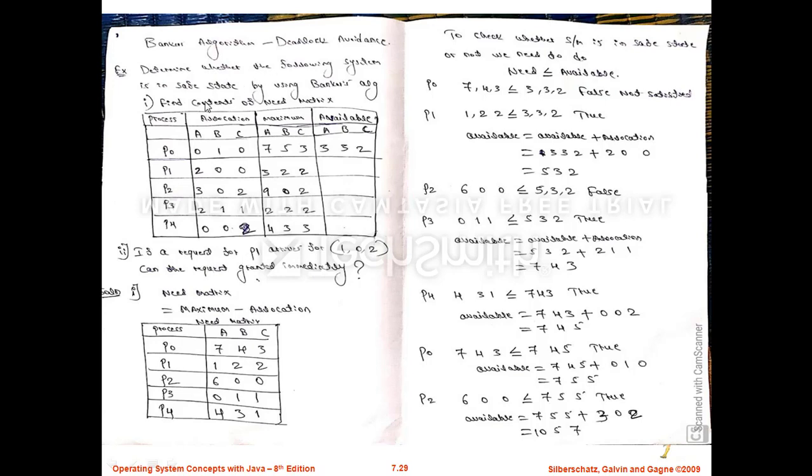First we need to calculate the content of the need matrix, then we need to check whether this system is in safe state, then we need to solve this second part. So first we will try to see the content of the need matrix. Before going to that, I will tell you what exactly this problem is. This is a system snapshot.